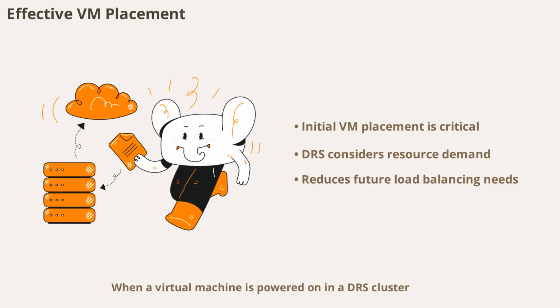When a virtual machine is powered on in a DRS cluster, DRS runs its algorithm to determine the best ESXi host for it. This initial placement is crucial. It ensures the VM gets all the resources it needs right from the start without violating any constraints. DRS considers the VM's demand, which includes the resources it needs to run efficiently. By placing VMs optimally, DRS reduces the need for frequent load balancing later. However, workloads can change over time, so even with the best placement, some rebalancing may be required. Next, we'll see how DRS handles ongoing load balancing to maintain cluster health.